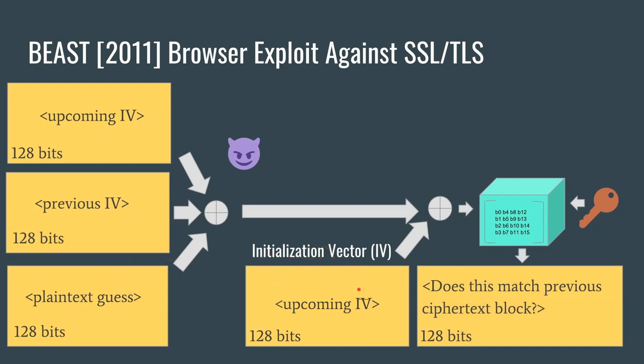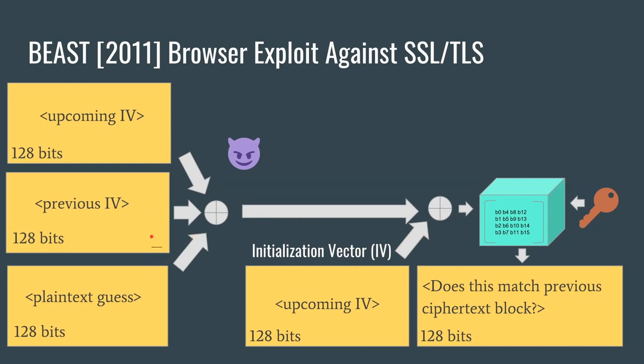So let's try to make some sense of this. If you exclusive OR the same value twice in a row, it just cancels itself out. So for example here, we have this upcoming IV, we exclusive OR it, and then we exclusive OR the upcoming IV again. This cancels out so that this exclusive OR and this exclusive OR are ignored. We now just have the previous IV exclusive OR'd with this plaintext guess.